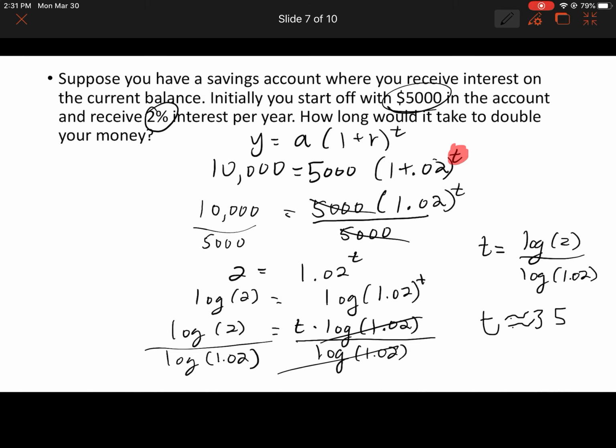But yeah, T is approximately 35.003. But basically, it takes 35 years for you to double your money this way. But anyway, that's how you want to solve that type of problem. Let's look at what's next.